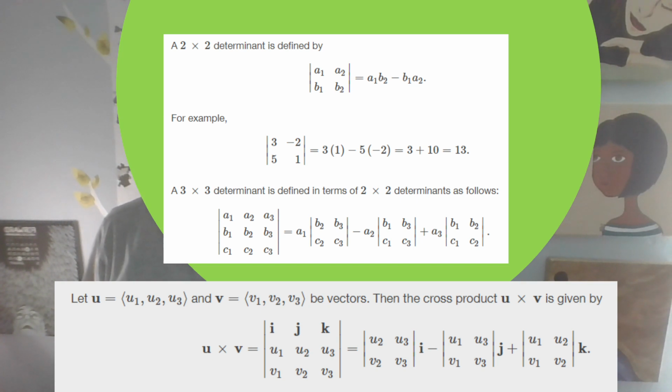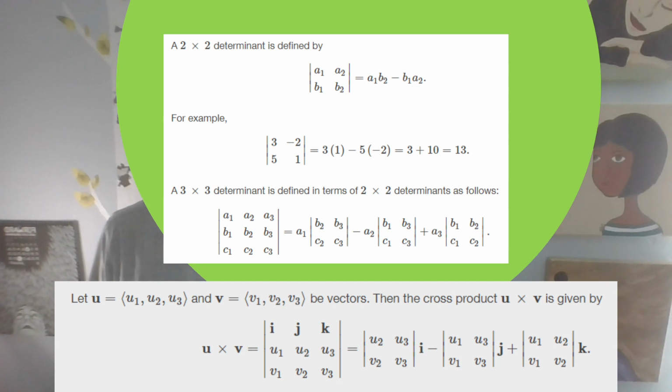And then the next term is A2, but this is important: the A2 is going to be negative. So it's negative A2, and then imagine crossing out the row and column where A2 is, and the remaining 2x2 matrix would be B1, B3, C1, C3. And then you take the determinant of that.